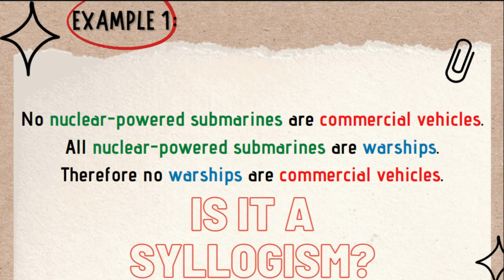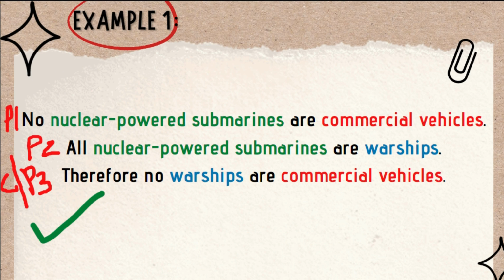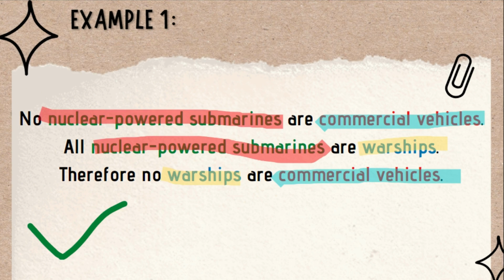No nuclear power submarines are commercial vehicles. We need to check, do we have two premises and one conclusion? This is the first rule, and the conclusion must be derived from the first two premises, which is valid here. We have premise 1, premise 2, and the conclusion which is derived from premises 1 and 2. So the first condition is true. Now let's check the second condition. The second condition is that we have three terms, each repeated twice. As you can see, we have three terms which are repeated twice. So the second rule is also followed.